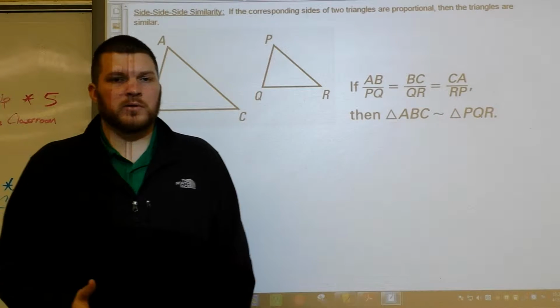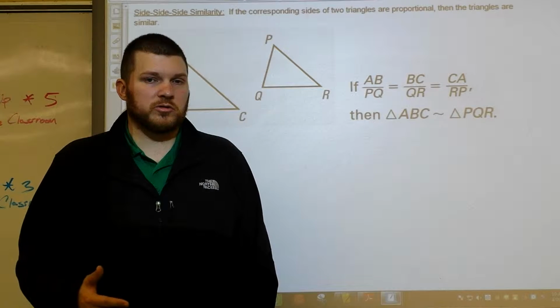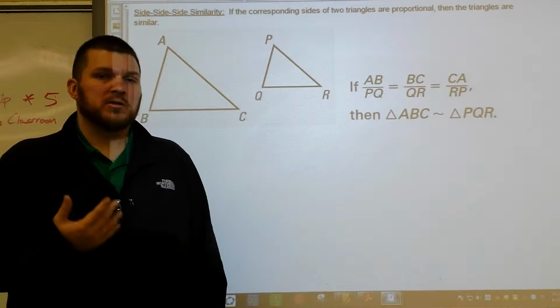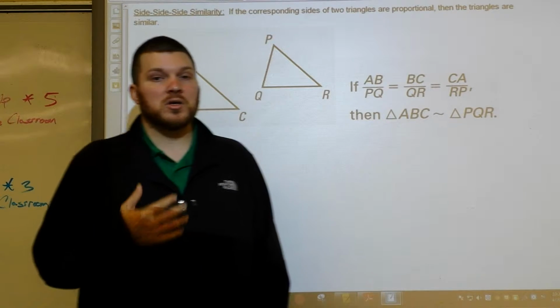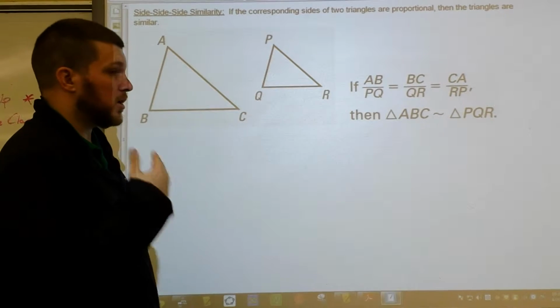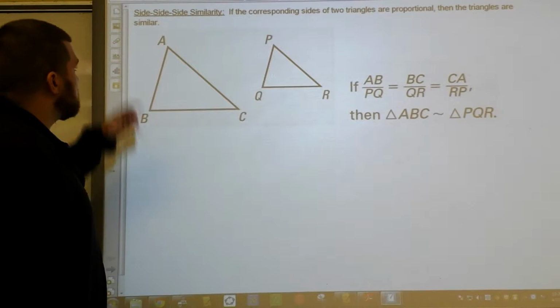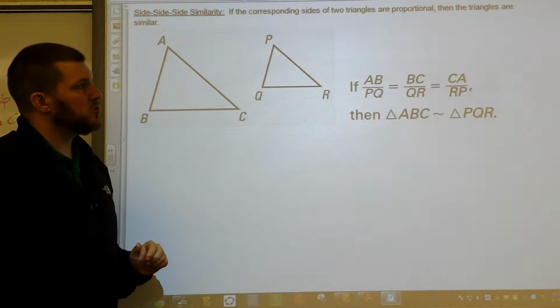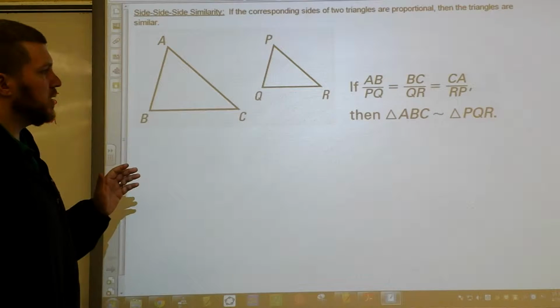In the last video, we talked about similar figures just in general. In this video, we're taking it one step further and focusing only on similar triangles. Since we're focusing only on similar triangles, we're introducing a few new rules that talk about triangle similarity. The first one is called side-side-side similarity. If the corresponding sides of two triangles are proportional, then the triangles are similar.